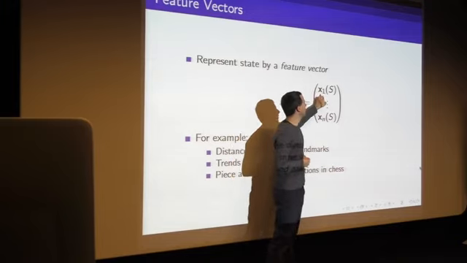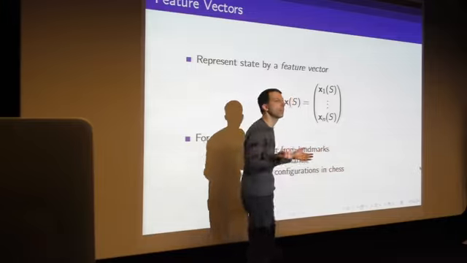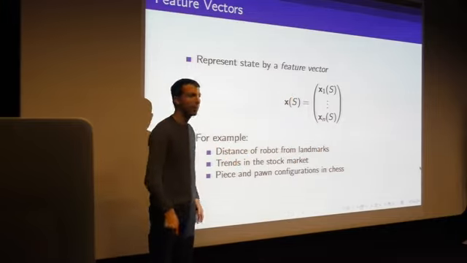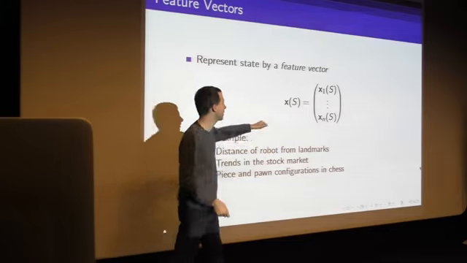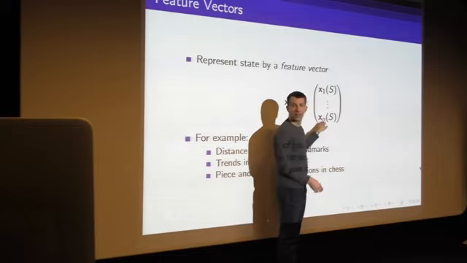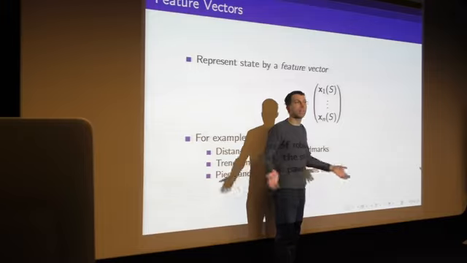Each of these features is something which tells you something about your state space. It can be anything you like. It could be like a landmark. How far is my robot from each of these landmarks could be my feature vector. This could say I'm 3 meters from the wall over there, and I'm 2 meters from the wall over there. And that could be my representation of where I am in the state space.